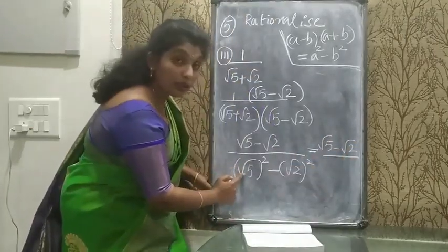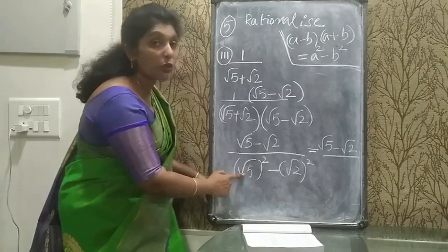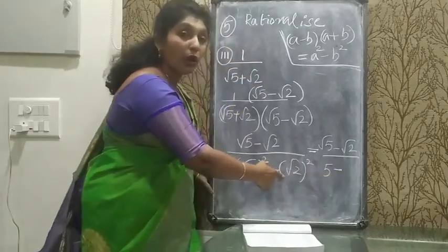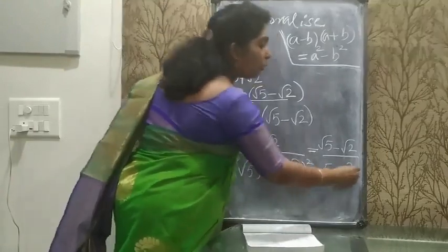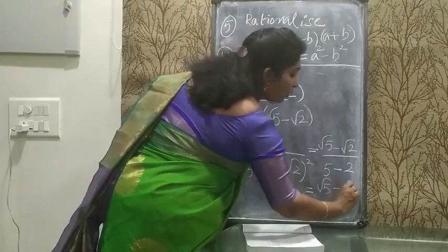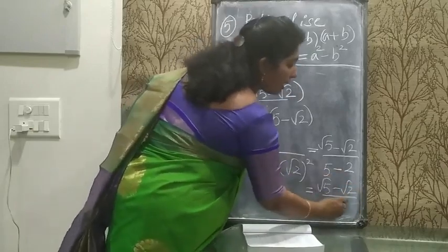Now this is root 5 square. Root 5 square means root 5 into root 5 which is 5, minus root 2 square means root 2 into root 2 which is 2. That is equal to root 5 minus root 2 by 5 minus 2, which is 3.